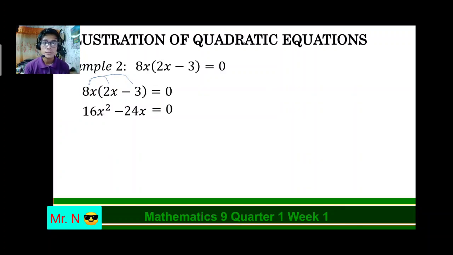Okay, so we already simplified the given equation. Now let's see if it is a quadratic equation written in standard form. Okay, the highest exponent is 2, so meaning to say it is a quadratic equation. And let's see, yung pagkakasunod-sunod ng terms. First term, 16x squared.